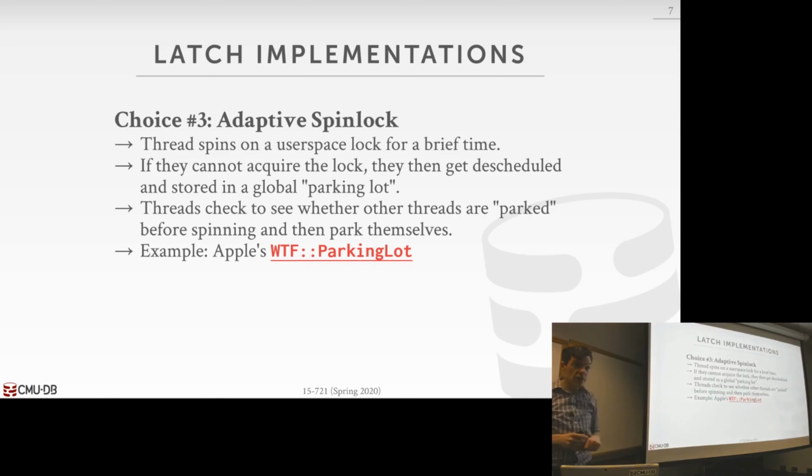Yes? Do you know if the spin times can be changed, how long? I think it's supposed to adapt itself. That's the idea. Okay.